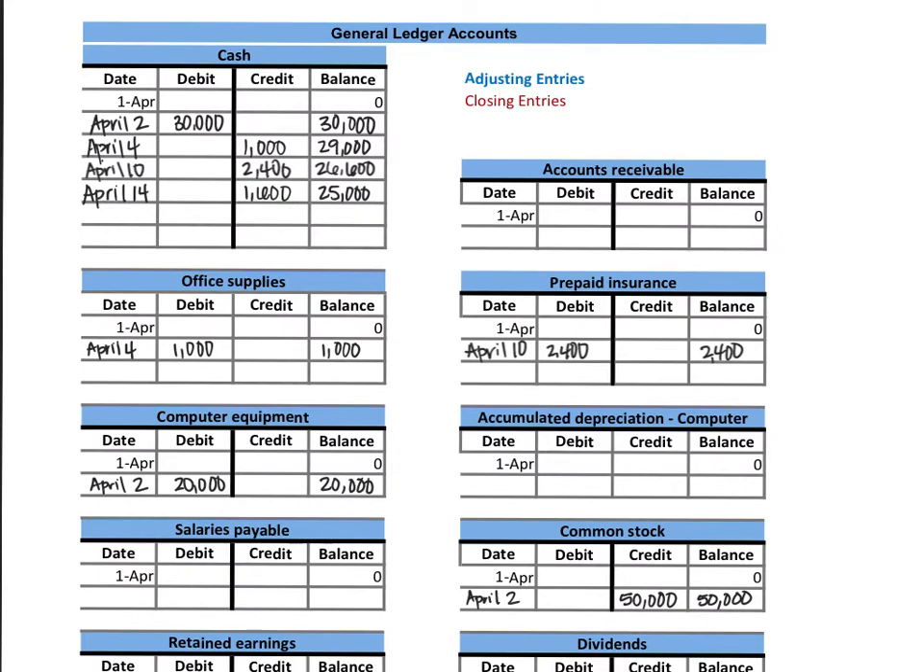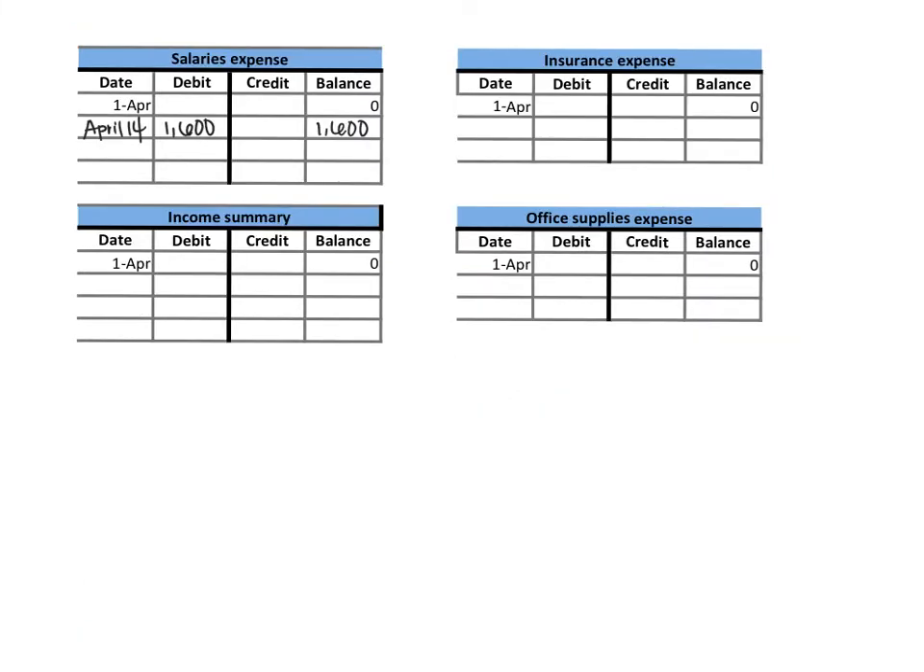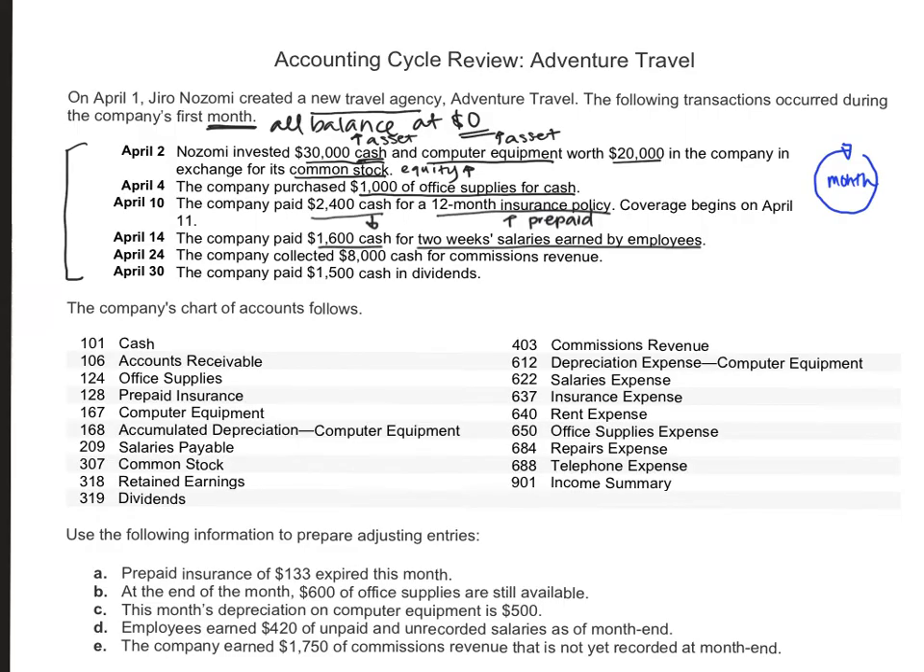All right, so my first part of my journal entry is my cash impact I'm putting on here. My credit piece is bringing my cash balance down. All right, now I've also entered my salaries expense for $1,600. All right, next up is April 24th, and it says our company collected $8,000 in cash for commissions revenue, which in this company is their primary form of business.